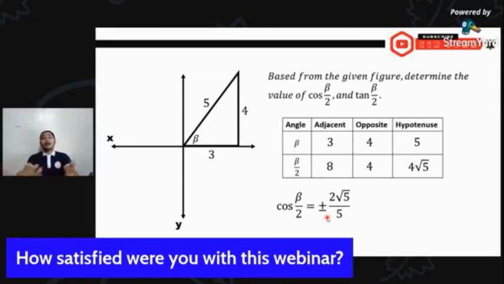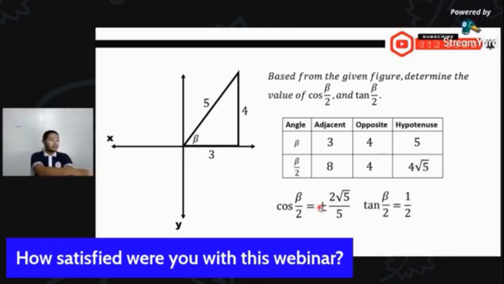The concept that is being applied here is actually getting the square root of a number. Say for example, you want to identify the value of square root of 9. We don't just simply say 3, but we say positive negative 3, because 3 times 3 is 9 and negative 3 times negative 3 is 9. So that is the concept that is being applied here. That is why we have positive and negative sign here. For the tangent beta over 2, that would be opposite over adjacent. So that would be 4 over 8 or 1/2.